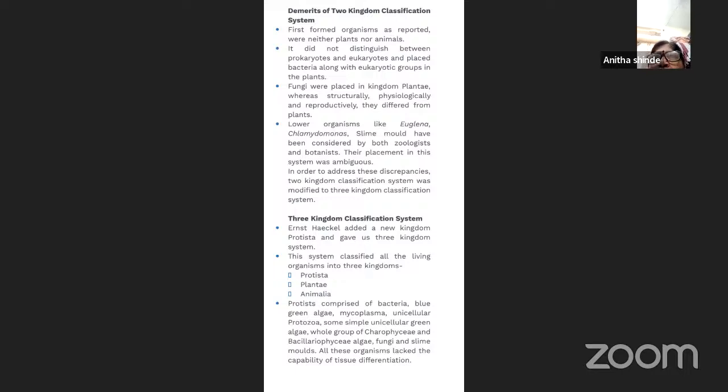In Plantae, you have all plants plus you have the bacteria and fungi. Whereas in the Animalia, you have all the animals. Remember like that. Then later on, what are the merits and what are the demerits, you can talk. Now coming to 3-kingdom classification system.